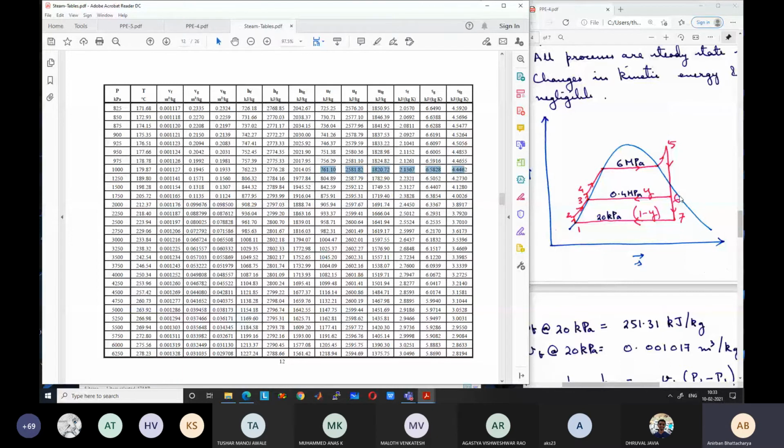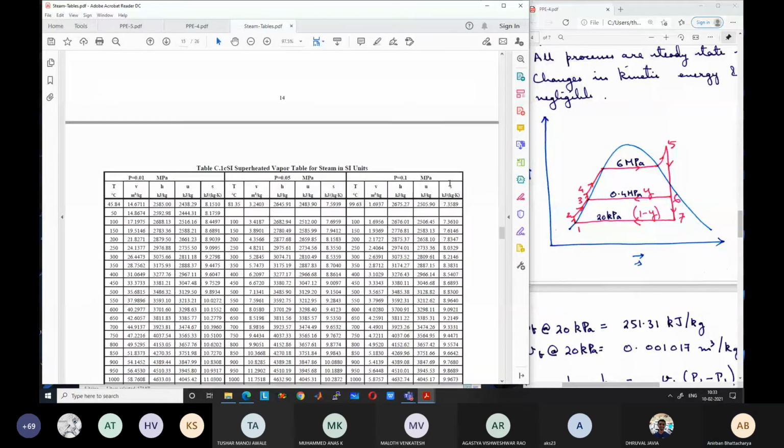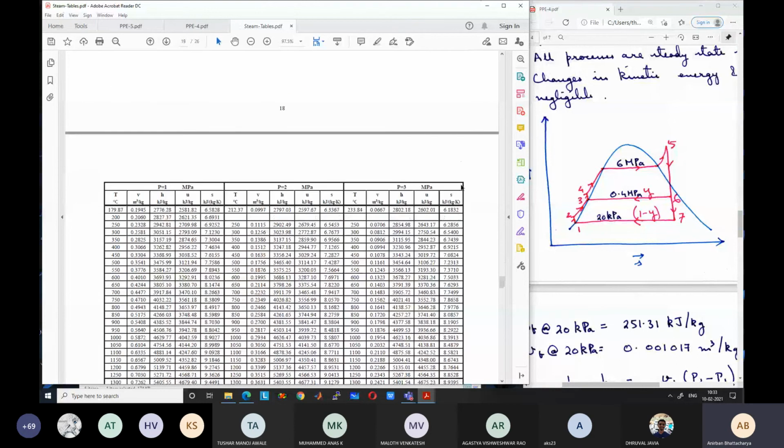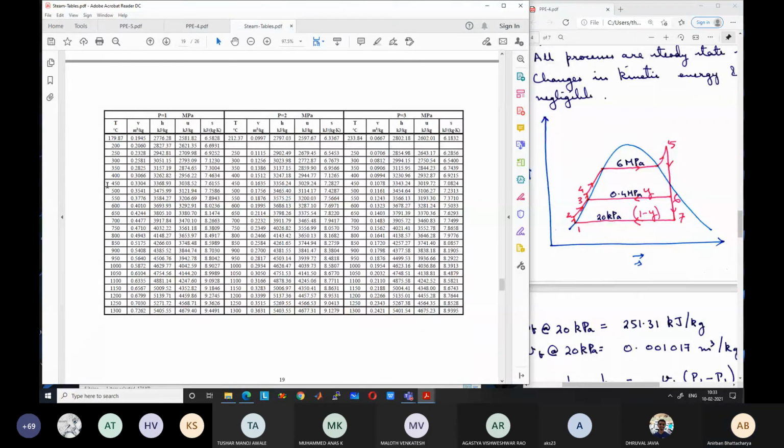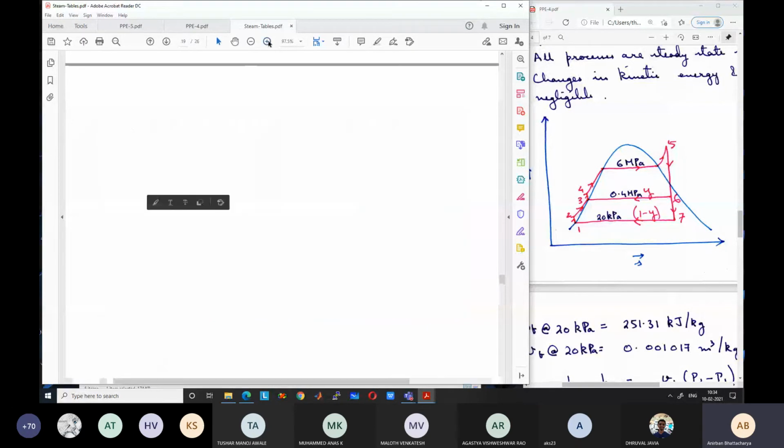So then we have to go to the superheated table for 1 MPa pressure. We don't know what the temperature is, but we know the entropy. I will increase the size. So our entropy is 6.72.